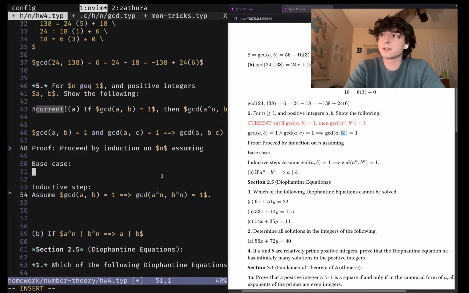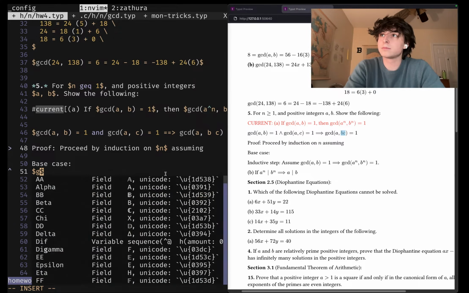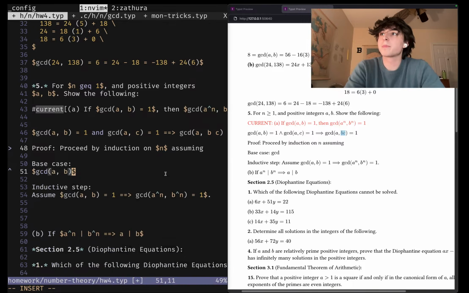But I think we first want to do this induction proof only when we have one power to the n, right? We want to show that if the GCD of a, b is equal to 1, then the GCD of just a and b^n is equal to 1. That's what our lemma gives us.